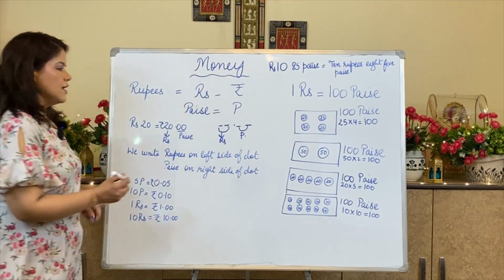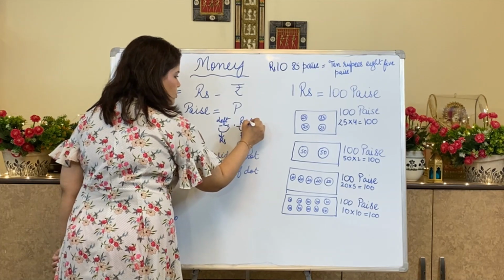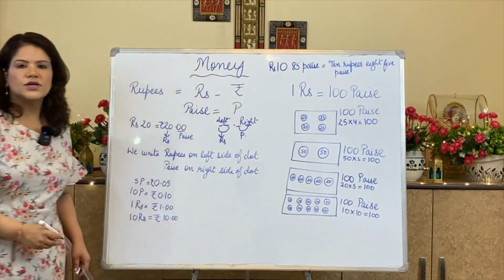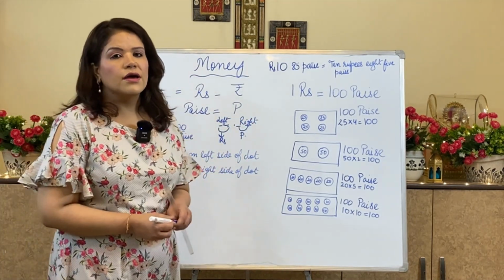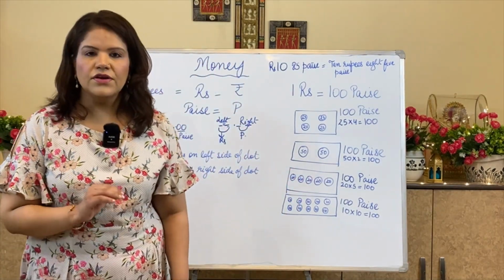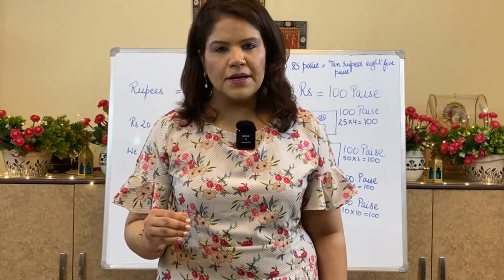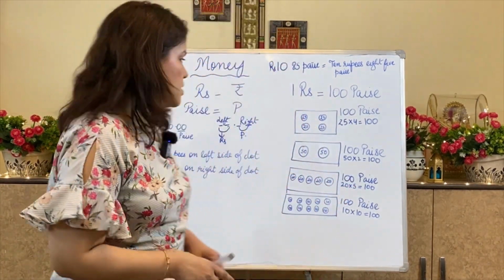So this is the left side of the dot and this is the right side of the dot. On the left, I am going to write rupees. On the right, we are going to write paise. Whenever we are writing rupees, we will be using 2 digits. When we are writing paise, we will be using 2 digits.